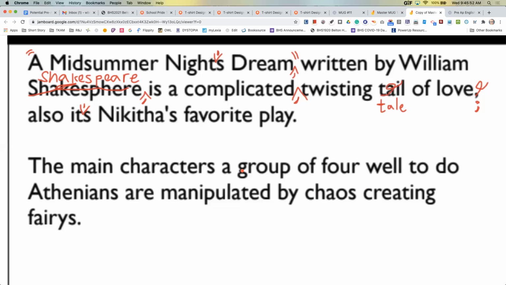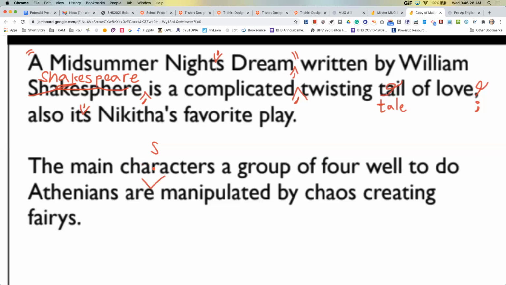All right, so let's start by looking at the subject and the verb. So who or what is this sentence about? Yeah, the main characters, right? This is our subject, the main characters. What is the action or the existence? What's the verb in this sentence? The main characters are what? Yeah, they are manipulated. Okay, so this is our verb.